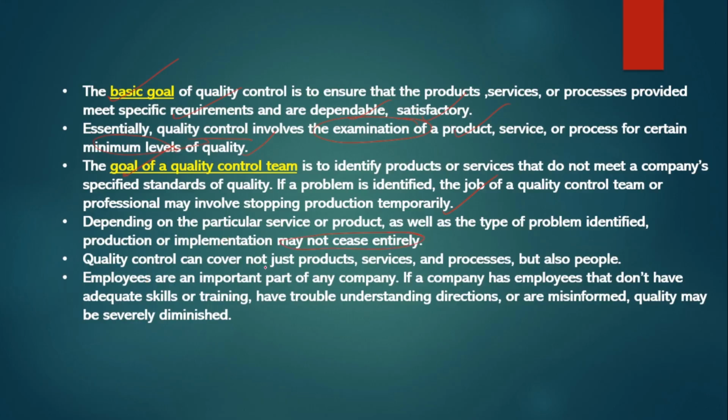Quality control can cover not just the product, services or processes but also the people. Employees are an important part of any company. If a company has employees that do not have adequate skills or training, have trouble understanding directions or are misinformed, quality may be severely diminished. What we need to understand here is, if any problem occurs, they stop the production temporarily. If any problem is identified, they will not cease entirely.